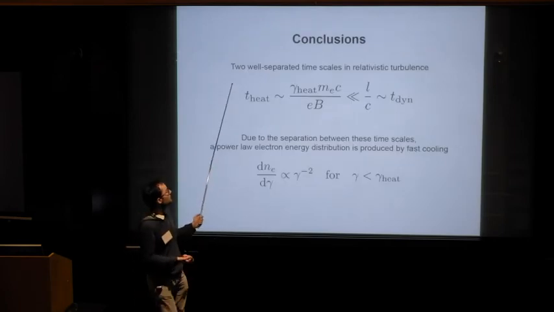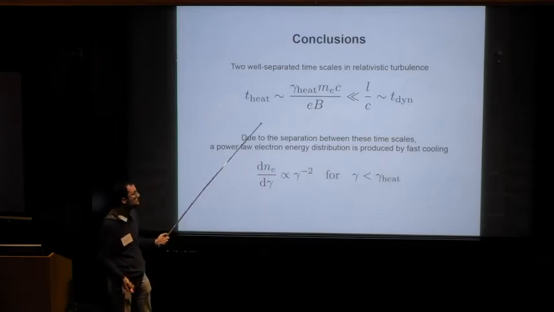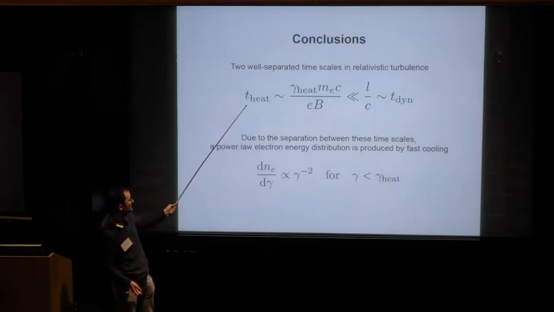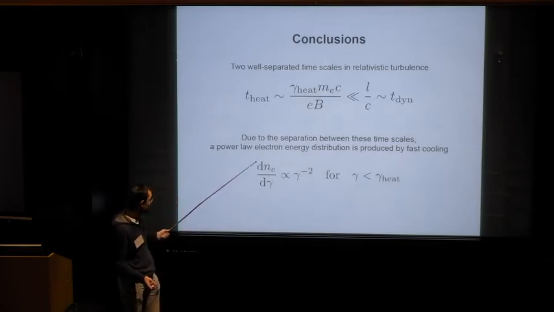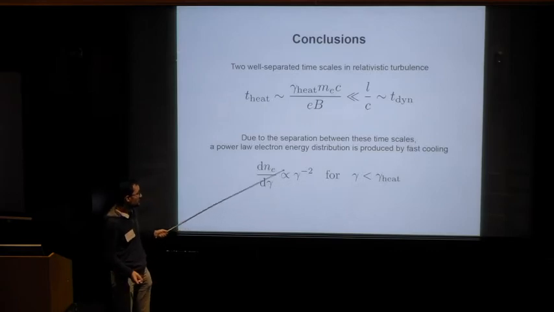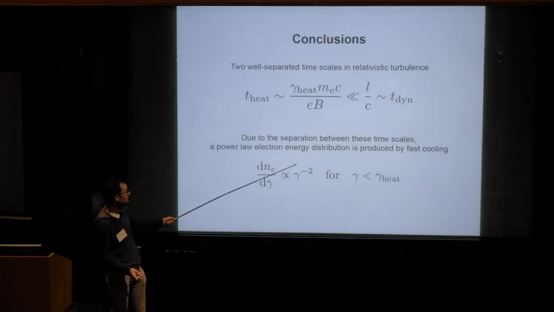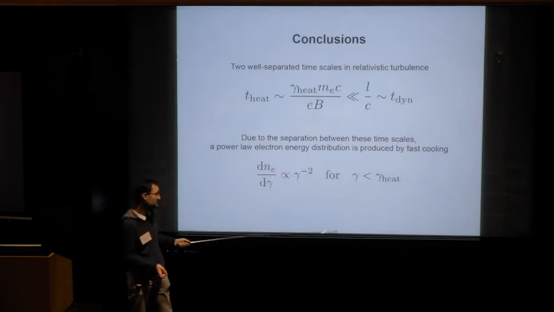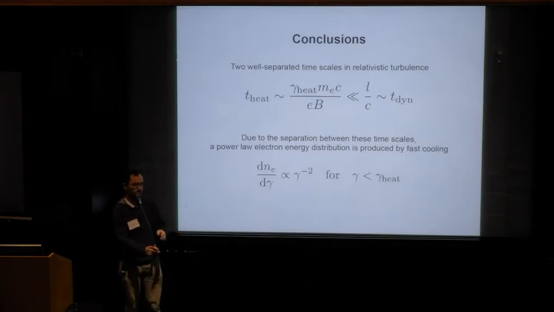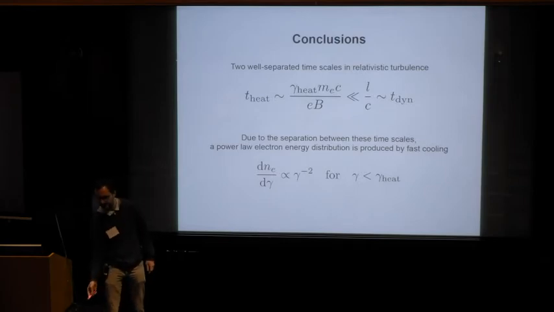So these are finally my conclusions. I think a very important point for turbulence in astrophysical systems is that this heating timescale is much shorter than the dynamical time. And this is what allows us to produce a power law electron energy distribution, a non-thermal one with this characteristic -2 spectral index. This is at low energies, and I think this is promising to explain radiation that we see from these objects, in particular blazars and AGN jets in general.